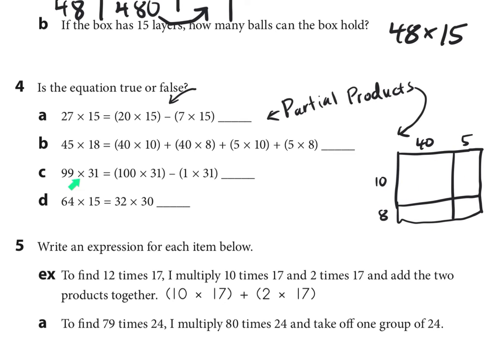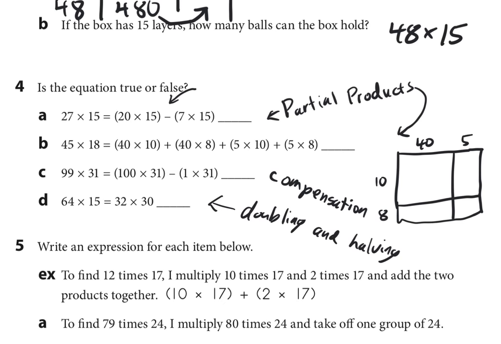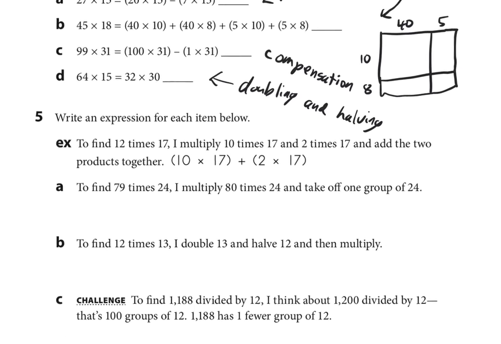And then down here, what do you think this method is? 99, they're doing 100 minus 1. That is called compensation. So did they do it correctly, true or false? And over here, what are they doing? I think you can see they're doing doubling and halving. So did they do it correctly or not?